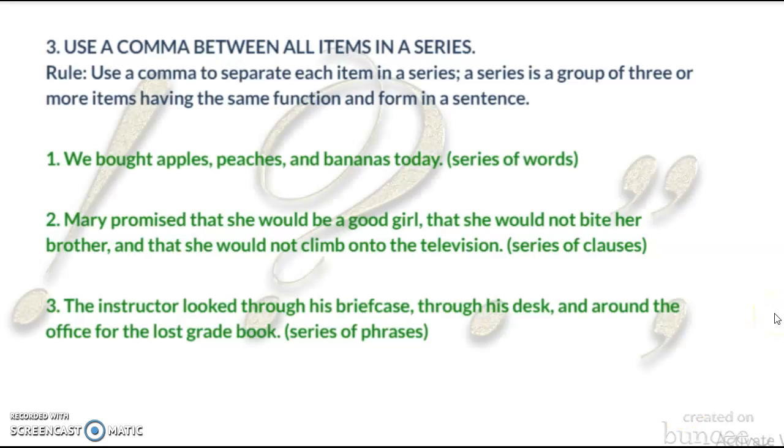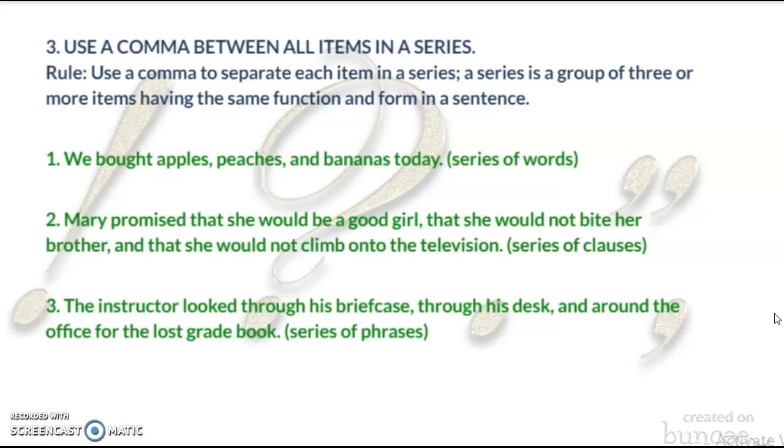The third is to use a comma between all items in a series. So you see in number 1 we bought apples, comma, peaches, comma, and bananas today. So that's a series of words. There should be a comma after every word. You have apples, peaches, and then before the and in bananas.